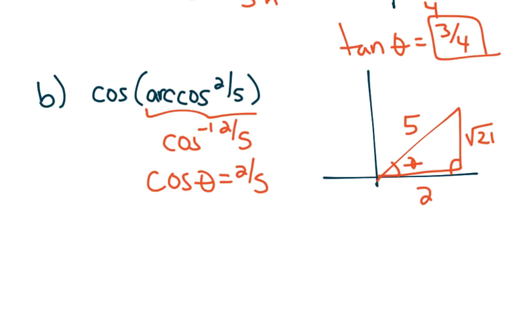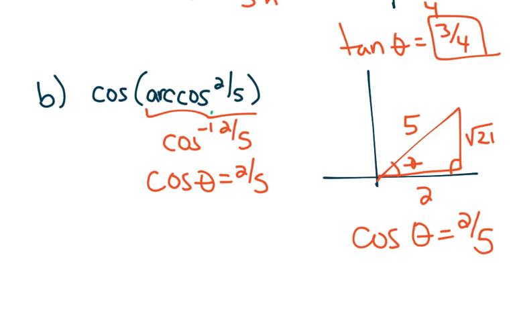Now, we're going to find the cosine of theta. Well, wait a second. Did I even need to find the square root of 21? Or, yeah, did I need to find that missing side? No, probably not, because the cosine of that angle is still 2/5.